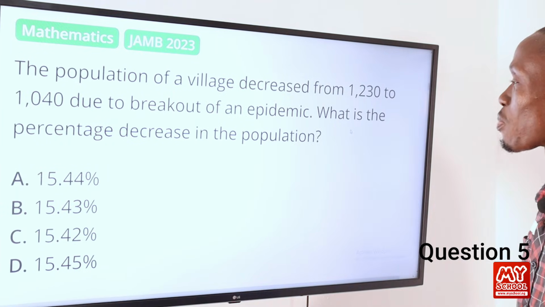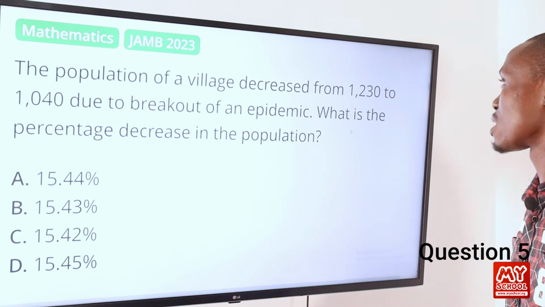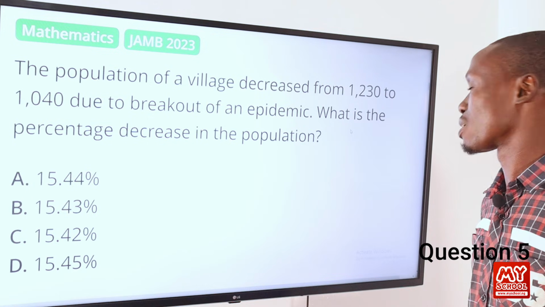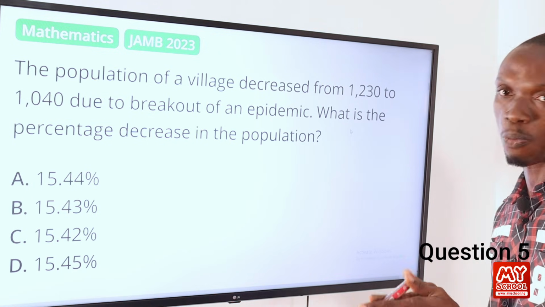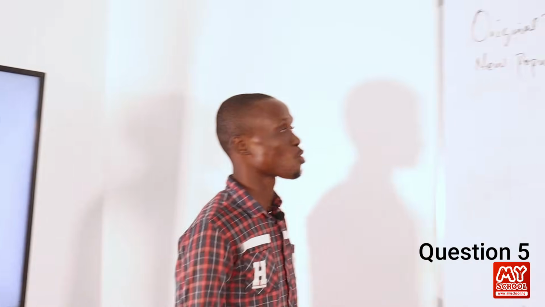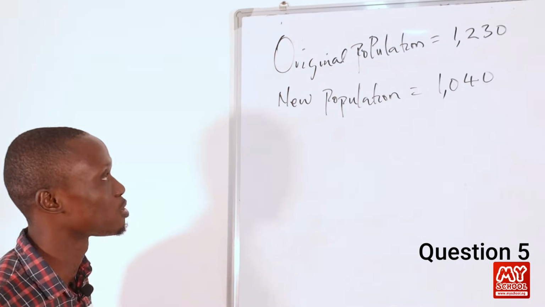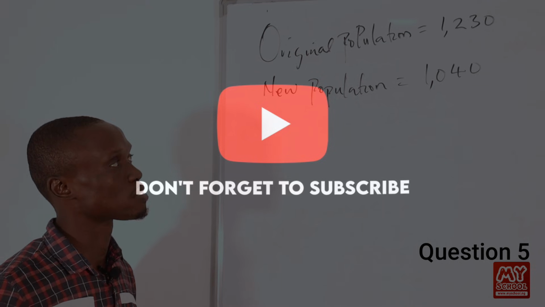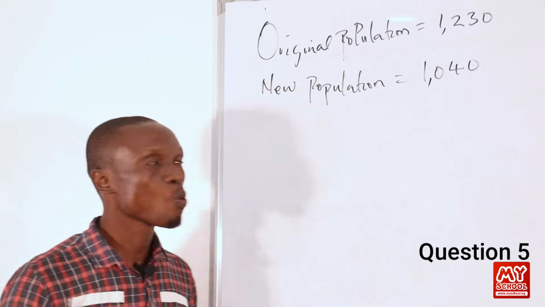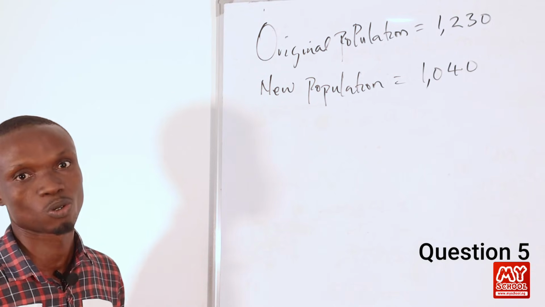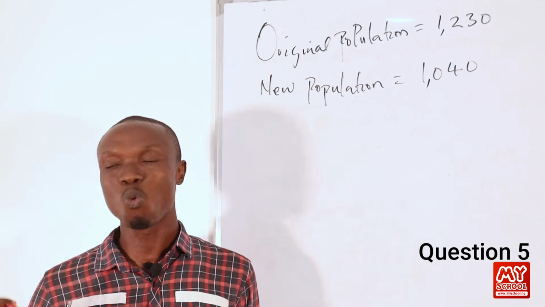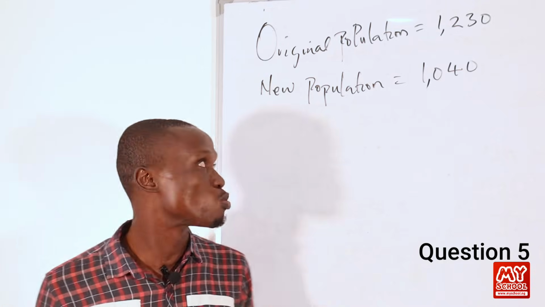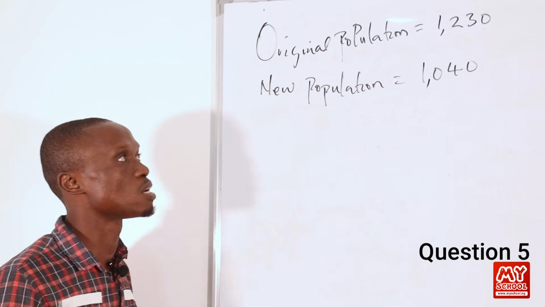Question 5. The population of a village decreased from 1,230 to 1,040 due to breakout of an epidemic. What is the percentage decrease in the population? So let's move over to the board. From our question, we know that the original population is equal to 1,230 and the new population is equal to 1,040. So why did we choose 1,230 as the original population? It's because of the word from. The word from is indicating beginning. That is the reason why we choose 1,230 as our original population.